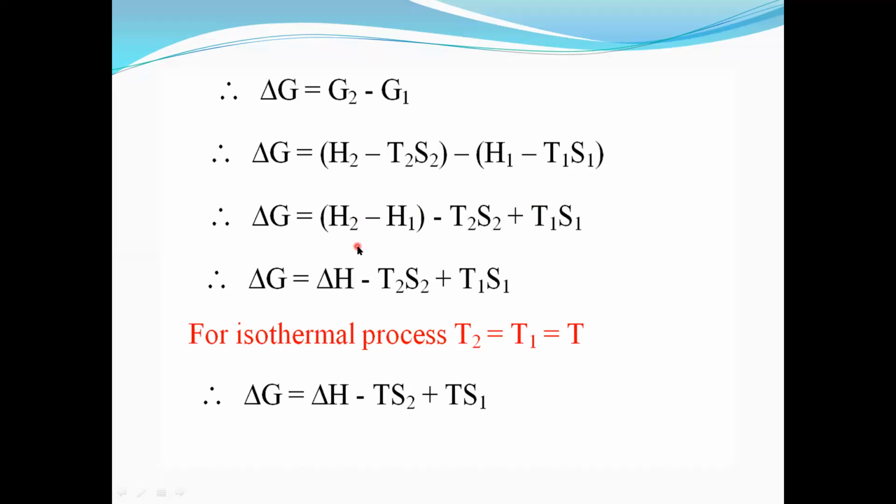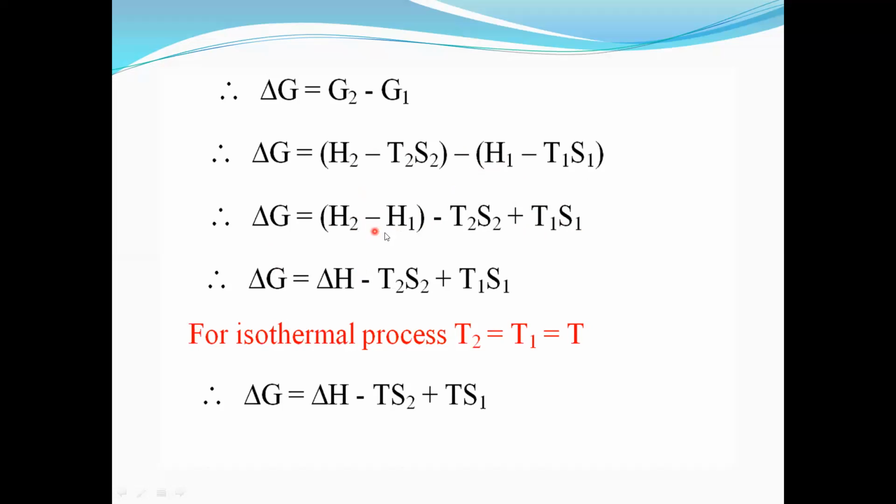Understand? That is, we have taken H2 minus H1. This H2, multiplying this minus with H1, we get minus H1. Now this minus T2S2, and this minus and minus becomes plus, plus T1S1. Therefore delta G is equal to, now see, the change H2 minus H1.